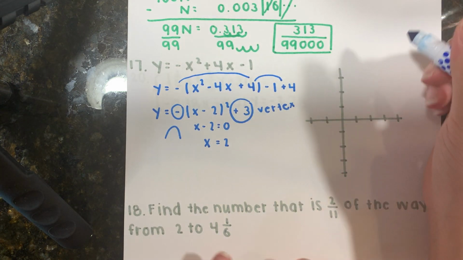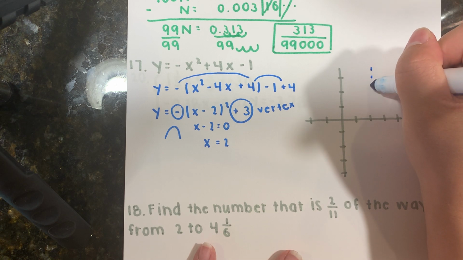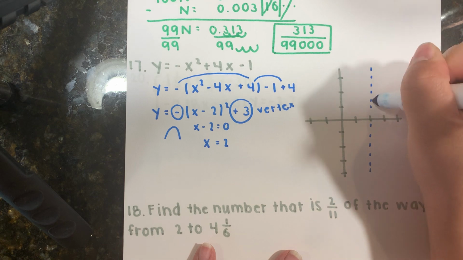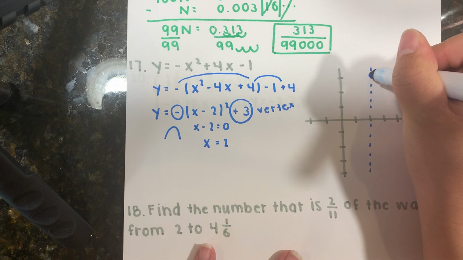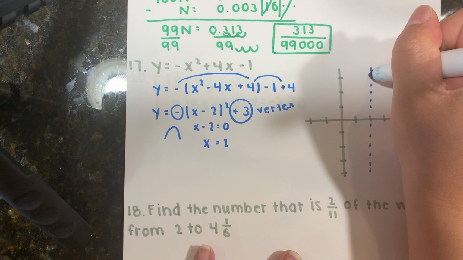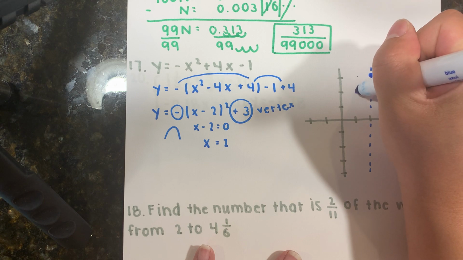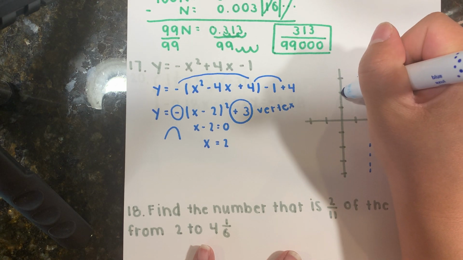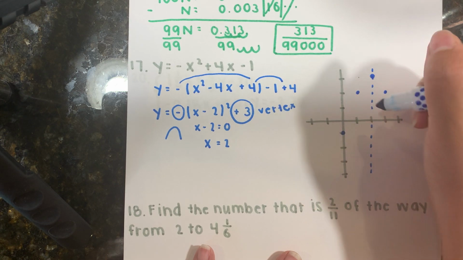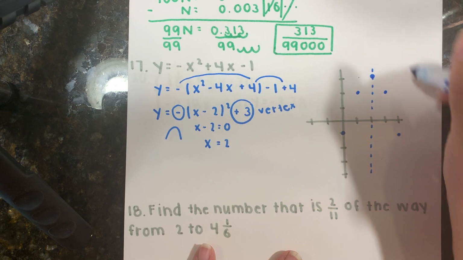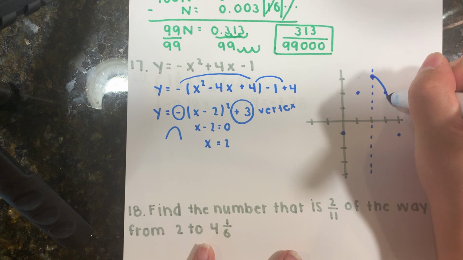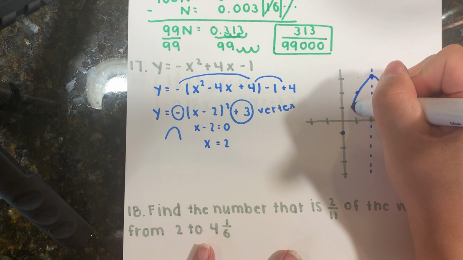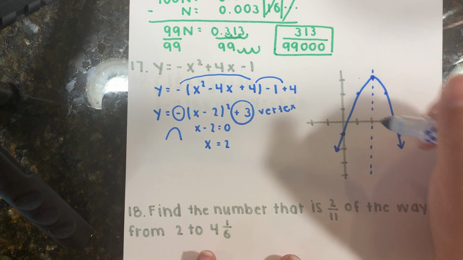So I'm going to go over to positive 2, make my dotted line, my axis of symmetry. Then I'm going to go up 1, 2, 3, that's my vertex. Now from there, I'm going to go over 1, down 1 in either direction. And then over 2, down 1, 2, 3, 4 in either direction. And this will be my parabola that opens down and should be pretty even on both sides.